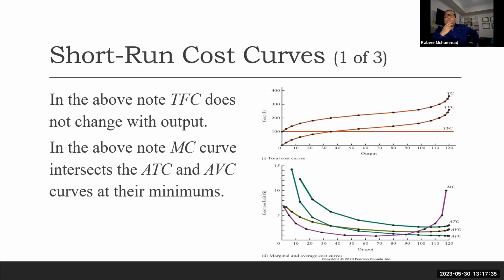These are the shapes of the curves. You can see that the total cost curve is like this, and the total variable cost curve is like this, and there's a total fixed cost. So we very carefully look at these graphs. We see that the variable cost starts from 0. Why? Because if we are producing 0, the variable cost is 0. If we are producing 10, the variable cost is going to increase, or at 120, the variable cost is going to increase. So we see that this is a variable cost.